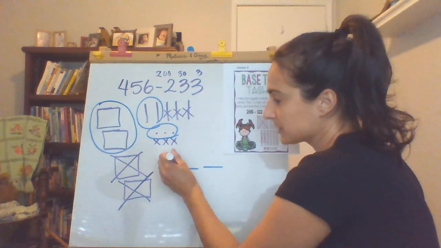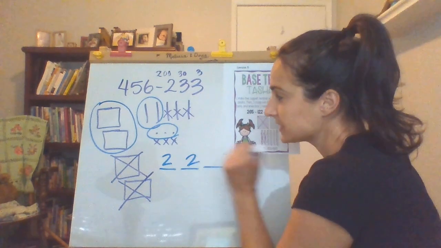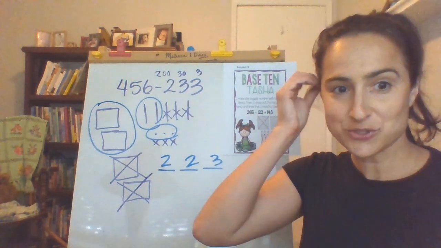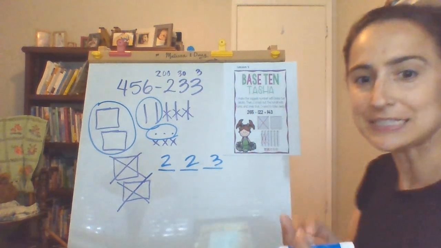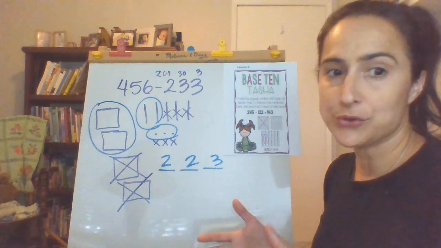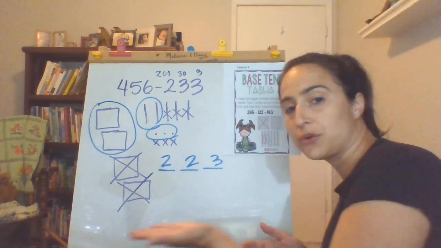I have 2 hundreds. I have 2 tens. I have 3 ones. Your answer is 223. Okay, so check your work along with mine. If for some reason you made an error, I want you to try the problem again until you get it correct.